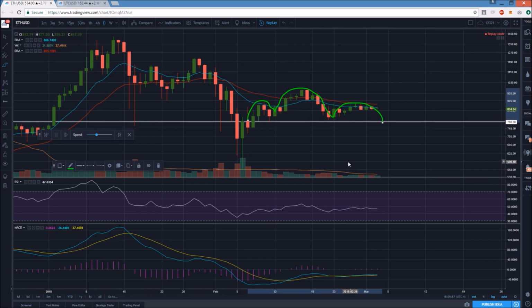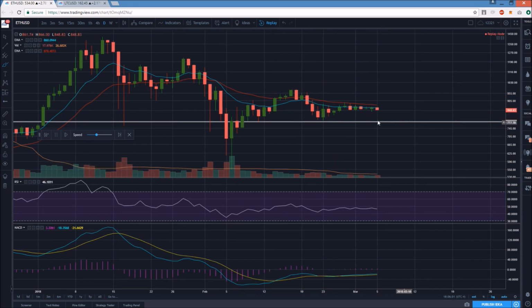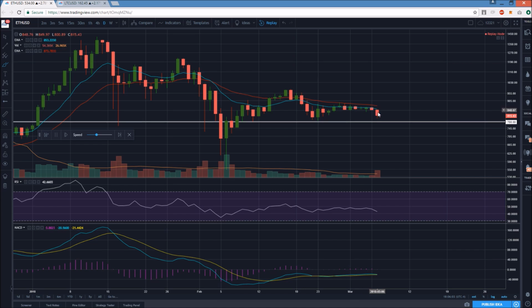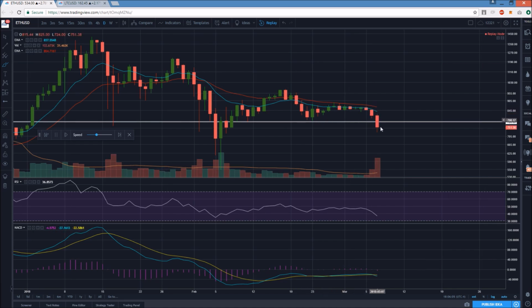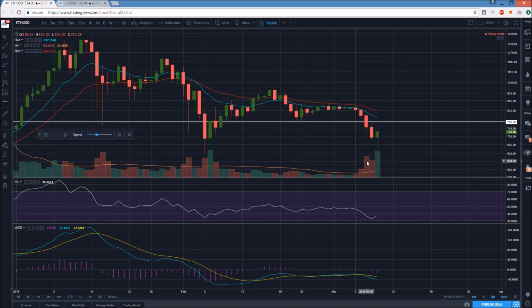So let's see how it played out. Let's get rid of this pattern. We can see each candlestick representing a day, lack of follow through from the bulls. We're coming down to test support. We break support. There's a volume spike because stop losses are triggering and bears are entering.